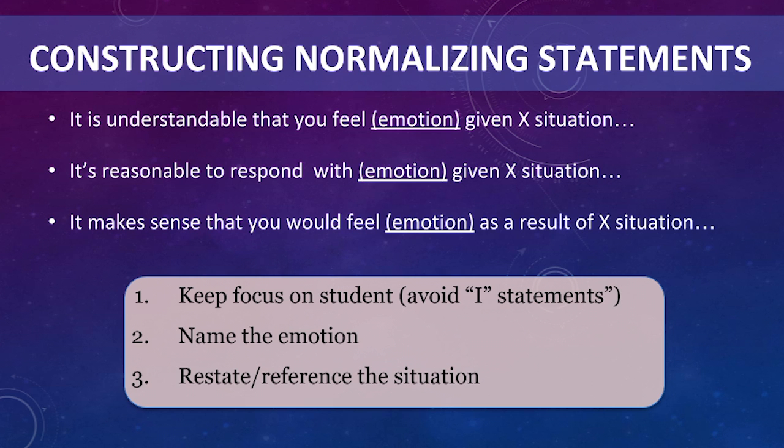Sometimes the student will not name their own emotion, but you can infer it through your active listening. You can infer what that emotion is. The third step after naming their emotion is to restate or reference the situation that they were referring to in their own words. Normalizing statements can be simple, short, and effective. And if you practice that three-step format, and even if you hit two of the three steps in a normalizing statement, that is enough to help shift the emotional reaction in a student's biology so that they can be more receptive and open to exploring the next steps that would help them with their situation.